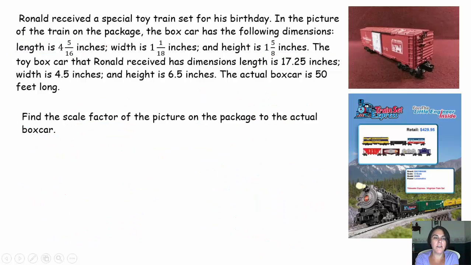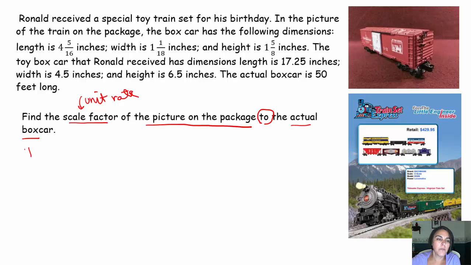All right, now let's find the scale factor of the picture on the package to the actual boxcar. So take a minute, pause the video, come on back. We'll go through it together. All right, again, we're looking for scale factor, which we know just means unit rate per 1. And we want the picture on the package to the actual boxcar. So this time we're going to look at our picture to our actual.